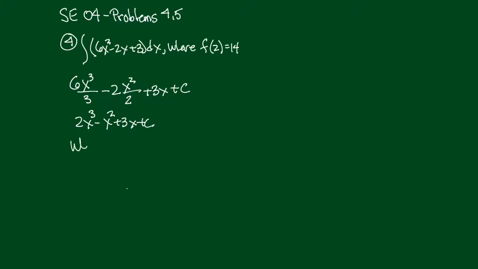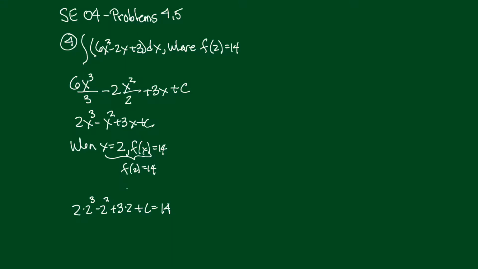Now we know this. When x is equal to 2, f of x is equal to 14, right? We're given that condition right here. We're given that f of 2 is 14, which means when x is 2, the output is 14. So let's put the 2 right back in here for these x's, and we'll set the whole thing equal to 14. So we will get 2 times 2 cubed minus 2 squared plus 3 times 2 plus c equals, okay, now that whole thing is equal to 14.